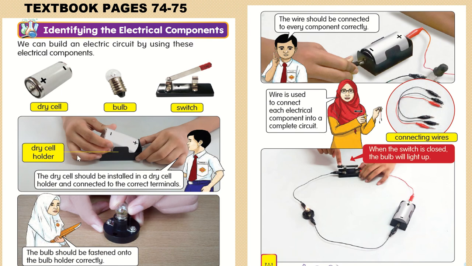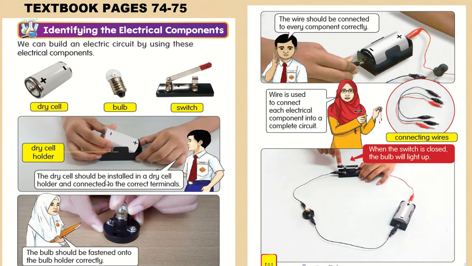Look at the first one, dry cell. The dry cell, or we call it a battery. Now, the dry cell holder. The dry cell has a holder. The red one is the dry cell holder.